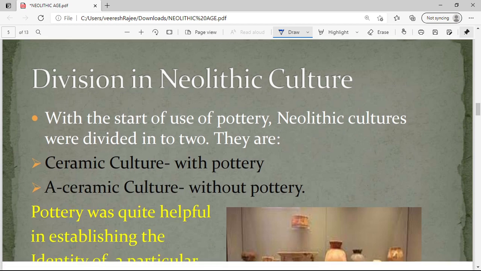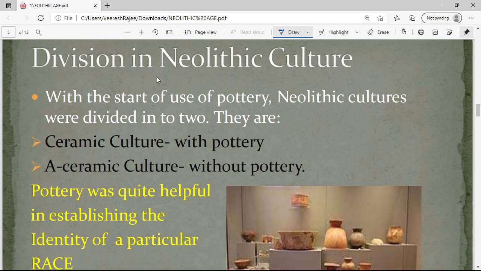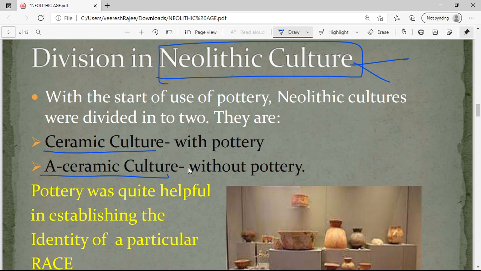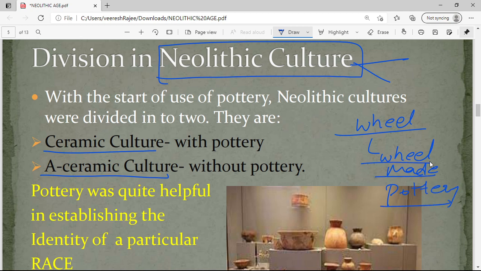Then this Neolithic age is divided into two different cultures. One is the ceramic culture and the other is the aceramic culture. In our previous slides, I explained to you that when wheel was invented, wheel made pottery was developed. But there were some cultures in the Neolithic age which were also Neolithic cultures only, but which did not have any knowledge about pottery. Okay, such cultures were known as aceramic cultures.